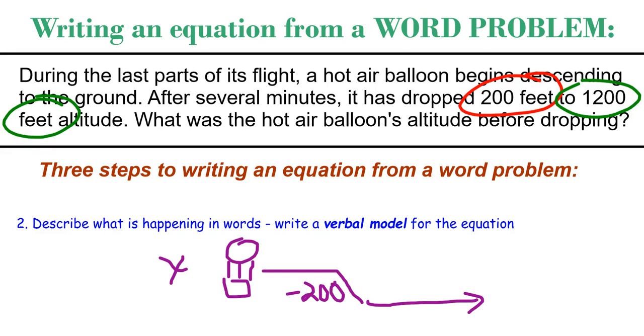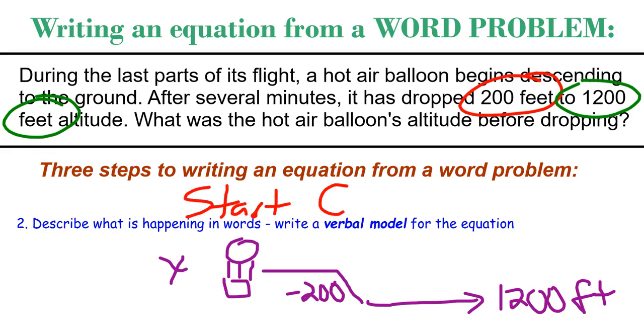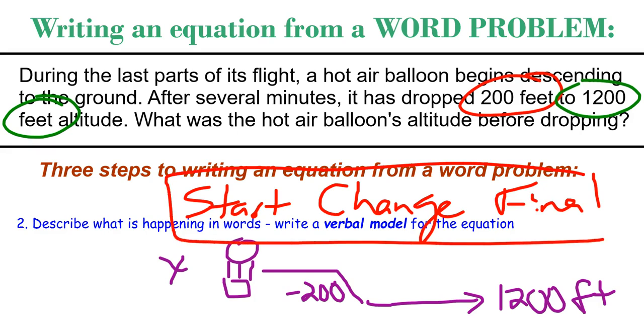And then it continues onward at an altitude of 1,200 feet. And so if we're thinking about this in terms of what actually happens to the balloon from start to finish, well, there is a starting altitude, there is a change, and then there is a final altitude. And so this process here, the idea that we can start somewhere, make a change, and then end up at our final location, this is the process that actually happens. The balloon starts at one altitude, drops by 200 feet, and ends up at 1,200 feet.